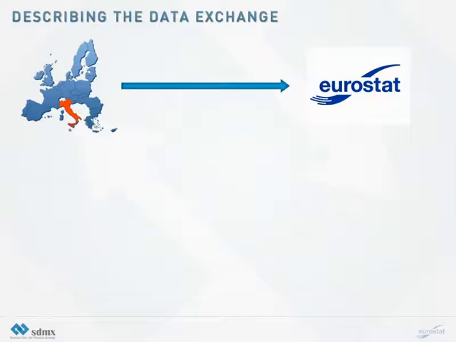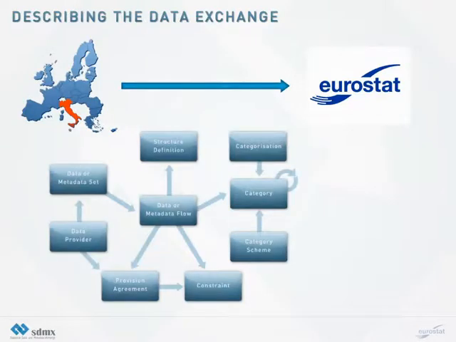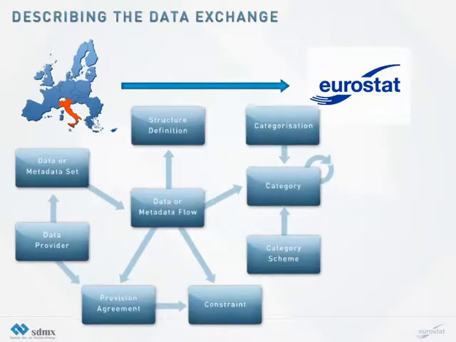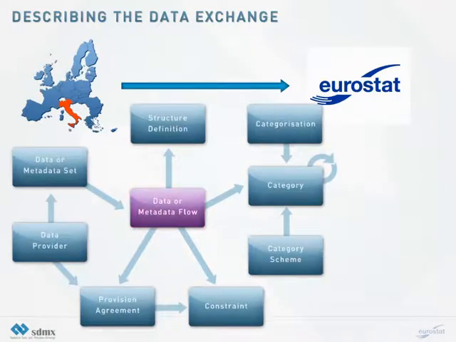What is missing is the organizational part. To know which organizations are involved and how often they exchange which data, we also need a set of formal objects to describe the exchange process, expressed by the data and metadata flow and provision agreement. Let's see how these artifacts are used together with our DSDs and MSDs.